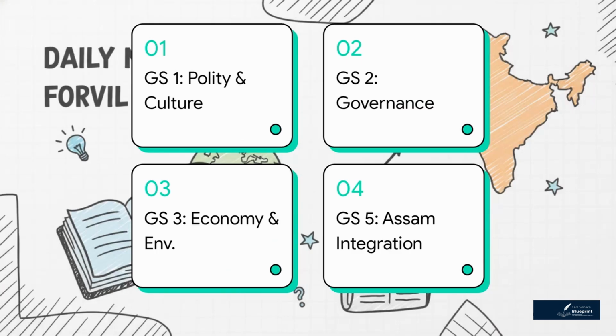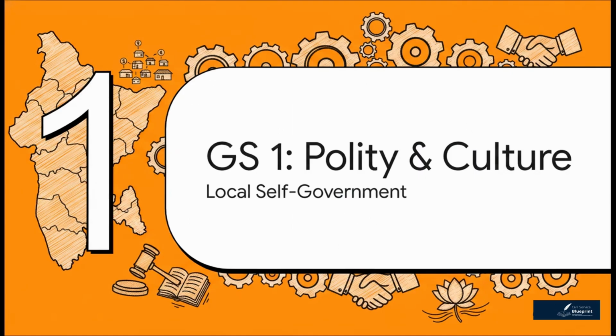Here's a quick look at our roadmap. We'll be tackling GS Paper 1 on polity and culture, GS2 for governance, GS3 balancing the economy and environment, and finishing up with GS5 holistic Assam integration. All right, diving right into GS Paper 1, Polity and Culture.